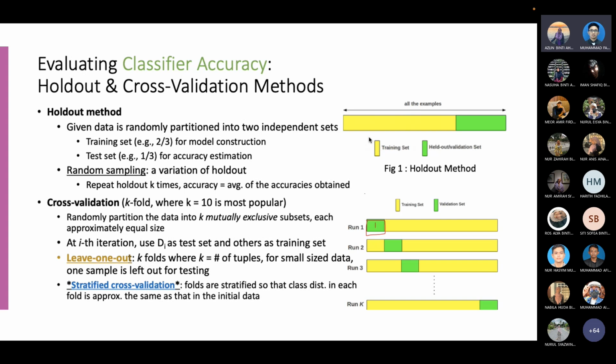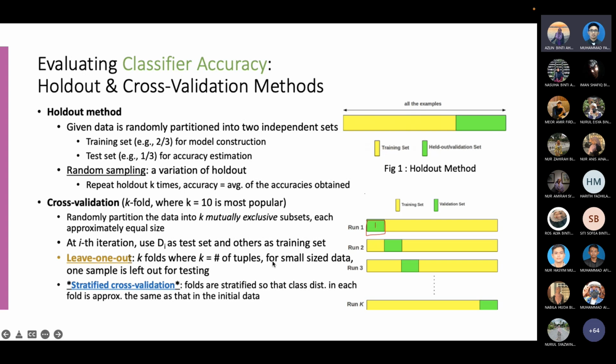Third round, the number 3 fold becomes the testing set and the others become training. It will repeat until all folds have been used, and then it will find the average. So leave one out, K equals the number of tuples. For small size data, one sample is left out for testing. Okay, do you see that there?